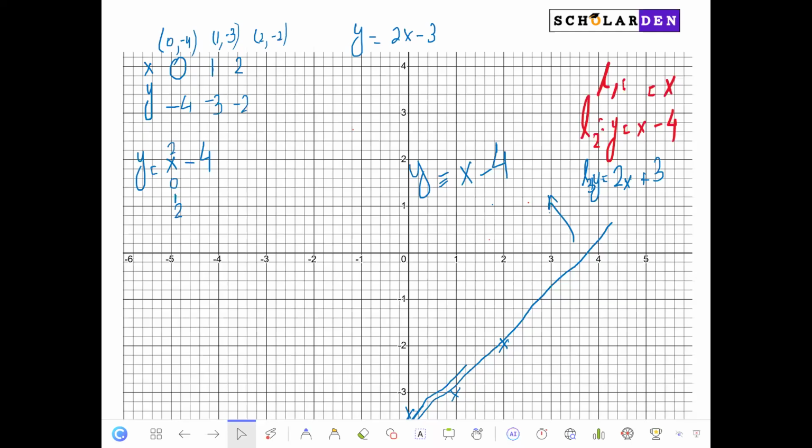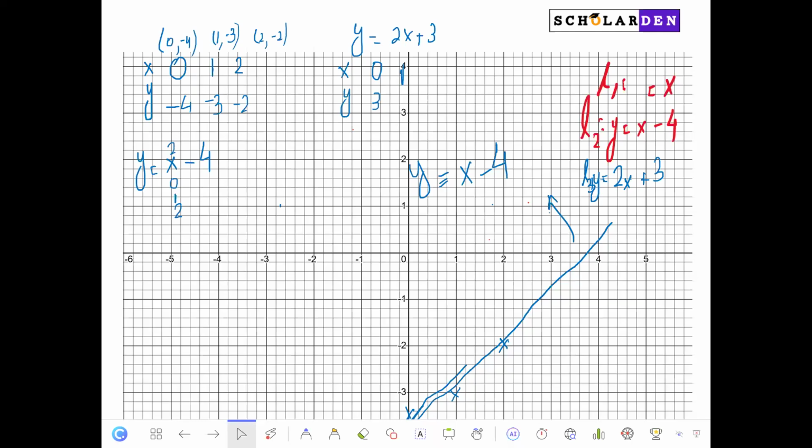So y is equal to 2x plus 3. So this is x and this is y. We are trying to find the value for y is equal to 2x plus 3. So first of all, let's see, 0. If we plug in the value of 0 in this equation, what do we get? 2 times 0 is 0, plus 3 is 3. So the value of y is 3. Next, 1.